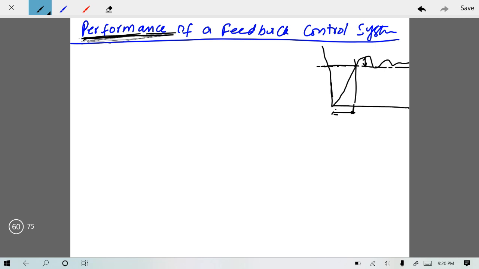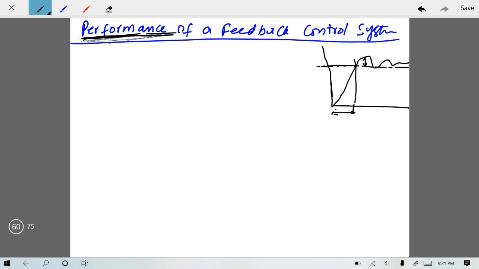That is the parameter you are looking at, no matter if it achieves that value in a larger amount of time. That is of no concern to you. It is not the performance parameter for you at the moment. The performance parameter for you is that it should have the smallest steady state error.